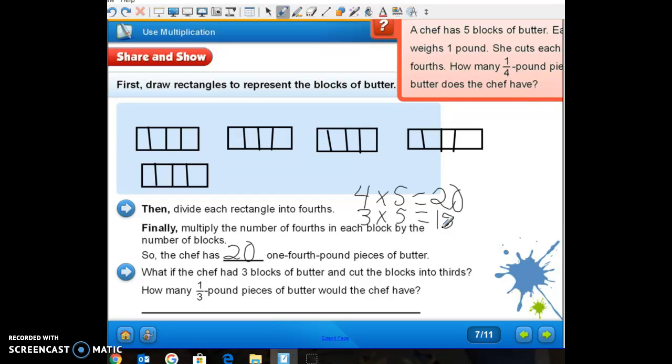Oh, I'm sorry, I read that wrong. What if the chef had 3 blocks of butter and divided them into thirds? Not 5 blocks, 3 blocks of butter. He would then have 9 pieces of butter. So 9 1/3 pound pieces.